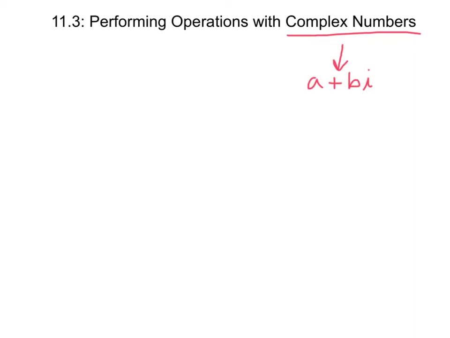In section 11.3, I'm going to go over how to perform operations with complex numbers. And remember, complex numbers are numbers that are in the form a plus bi, where a and b could be any real numbers at all. So we're going to go over how to add, subtract, multiply, and divide those kinds of numbers. And I'll start with addition and subtraction.